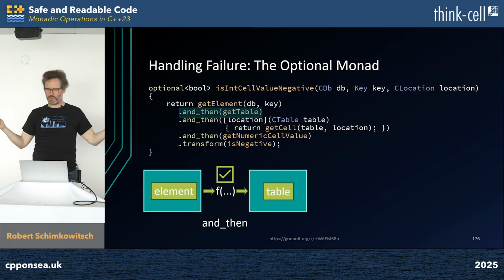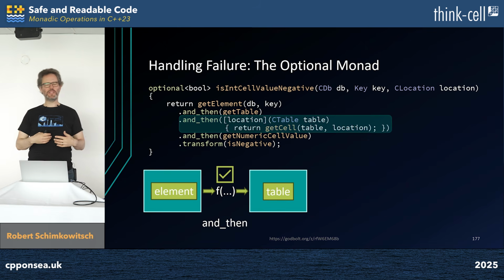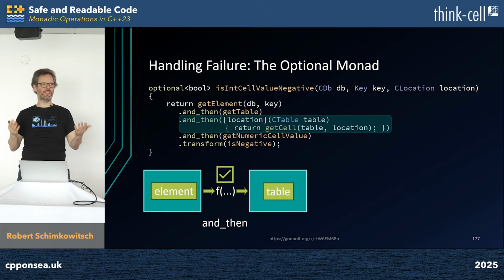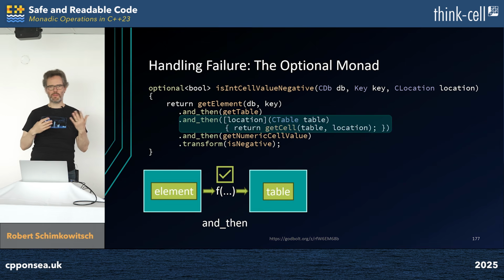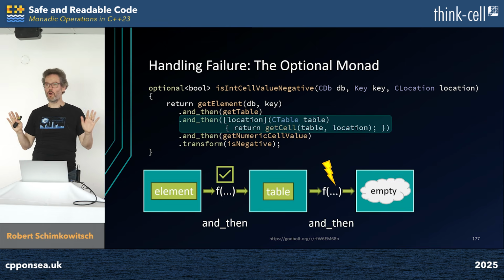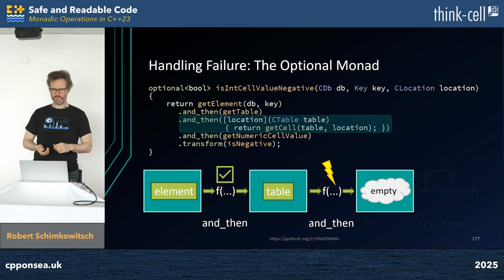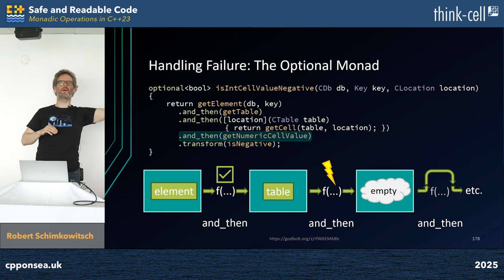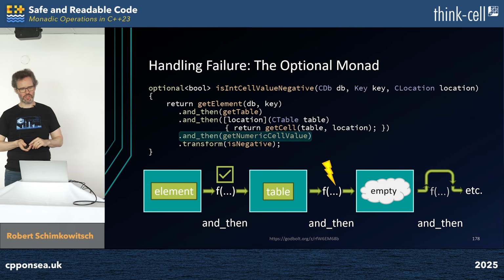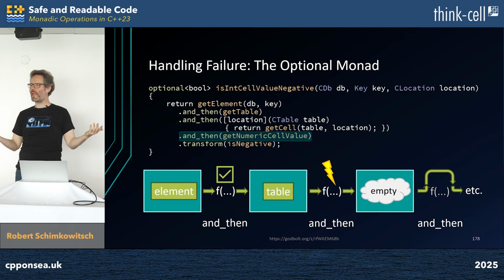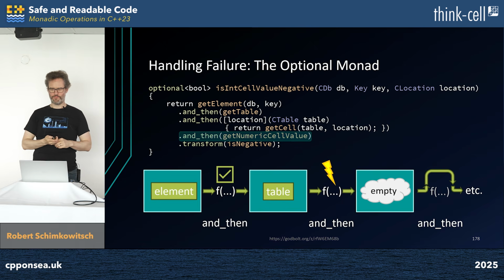We pass the table, and here we need a second argument because getCell needs a location, so we wrap it in a lambda and pass it by lambda capture. And assume it was a bad location, so our optional is now empty. Because of that, the next call to andThen will bypass our next function. The optional will still be an optional of int, but it will be just as empty as the input was.